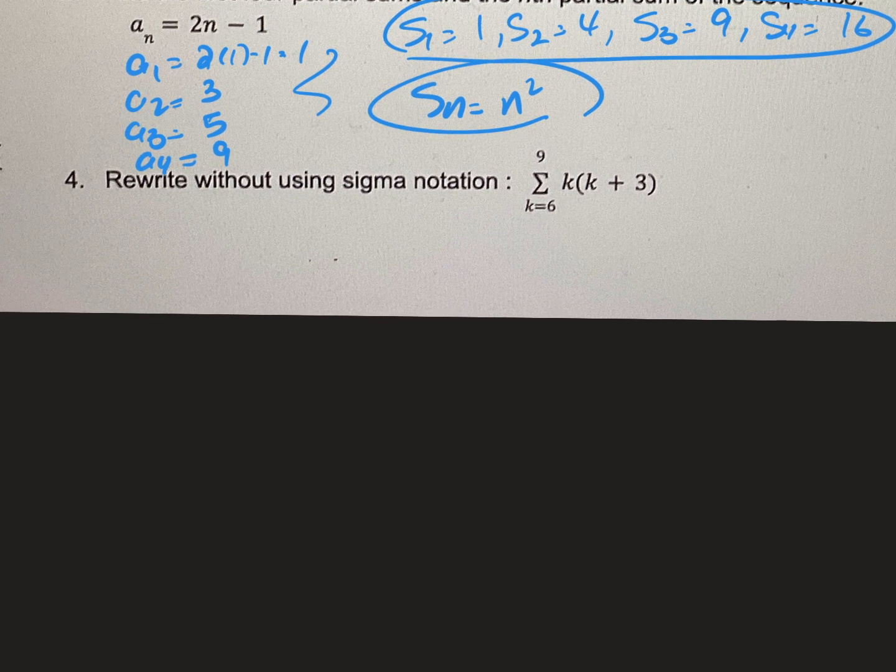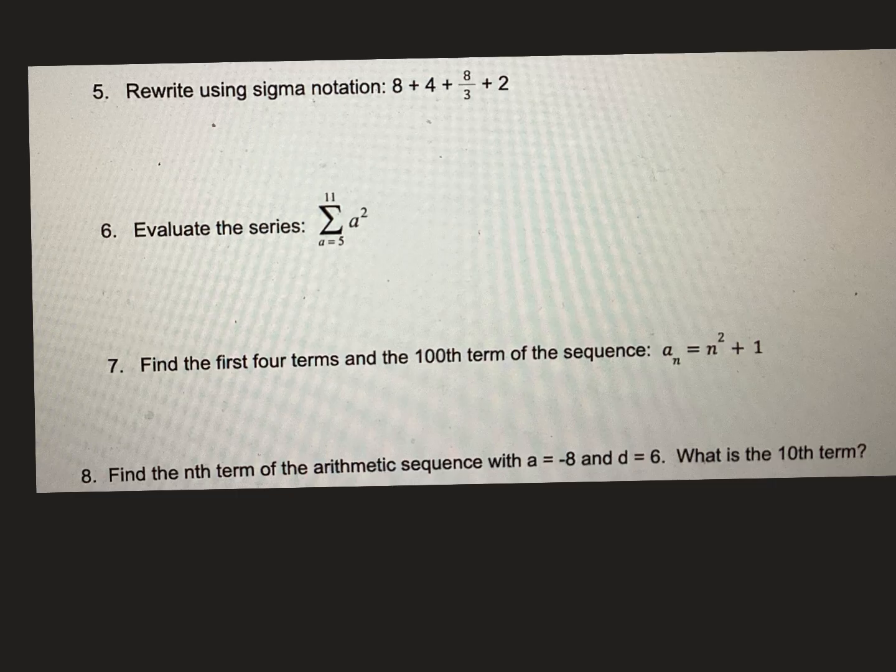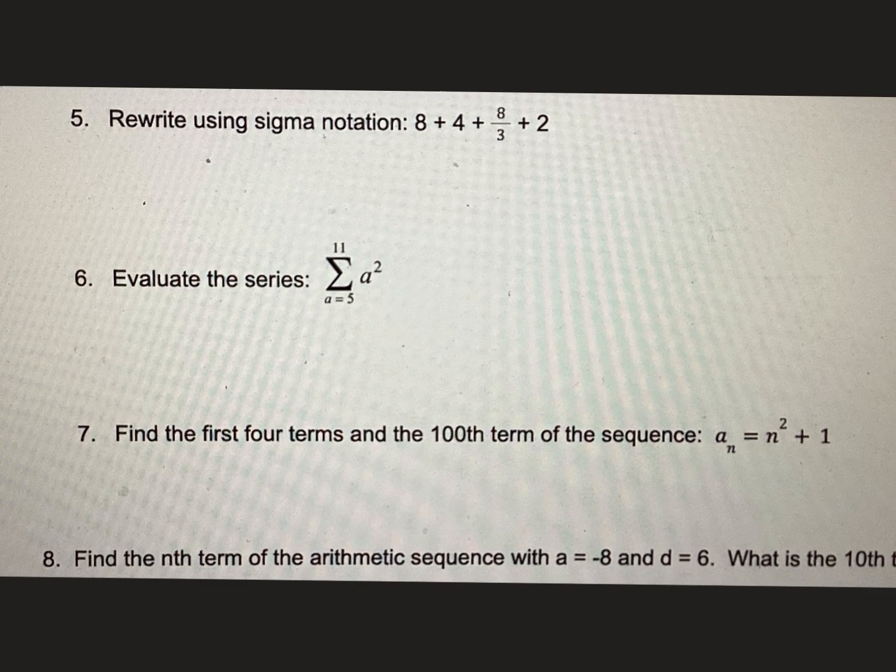Number 4, write that without using sigma notation. And all you have to do here is write the numbers out. You don't have to actually add them up. So I'm going to start off by plugging 6 in there. So it'd be 6 times 9, which is 54. Plug 7 in, which would be 7 times 10, 70. Plug in 8, 8 times 11. Plug in 9, 9 times 12. And there you go.